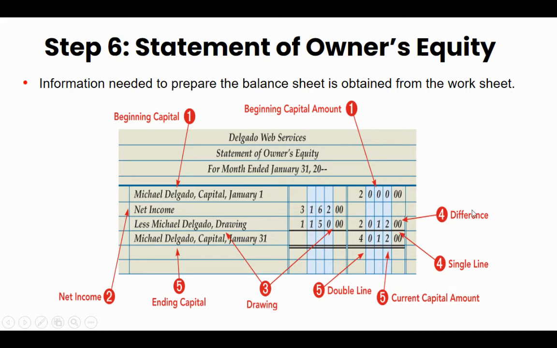Then we do a statement of owner's equity. And the point of the statement of owner's equity is to bring your capital account up to date, because capital is where we keep track of the owner's rights to the assets of the business. So anytime the owner invests money, it goes into capital.